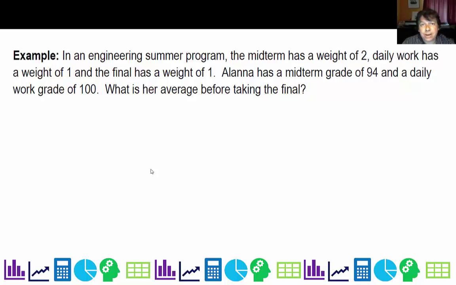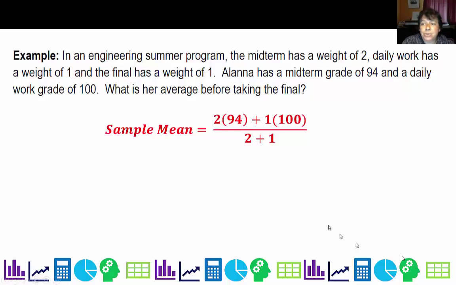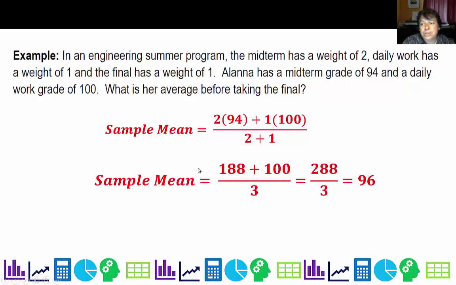So Alana has a midterm grade of 94 and a daily work grade of 100. Now, she hasn't taken the final yet. So what is her average before taking the final? Well, it's going to be 2 times the 94 and 1 times the 100. In this instance, I'm not counting the final yet because that would obviously bring her grade down, and it's unfair to include it at the moment. So for her progress report, she's going to have the 188 points from the test, 100 from the daily work, add those two together, and she will have an average of 96.